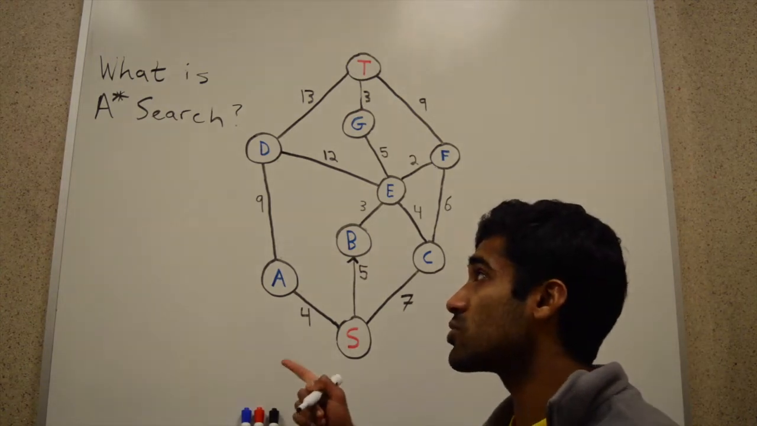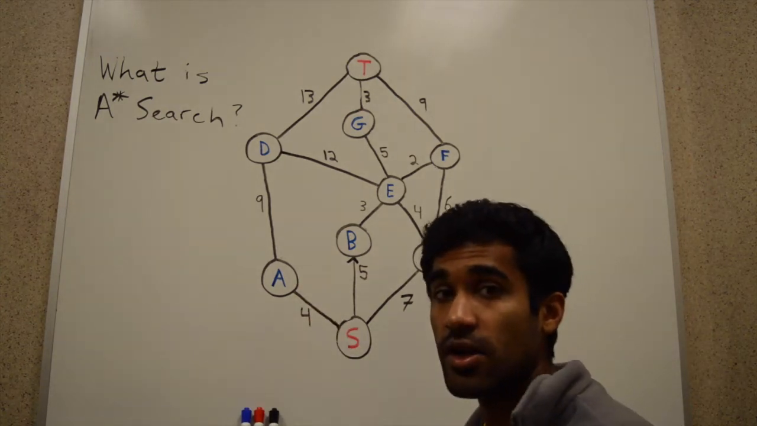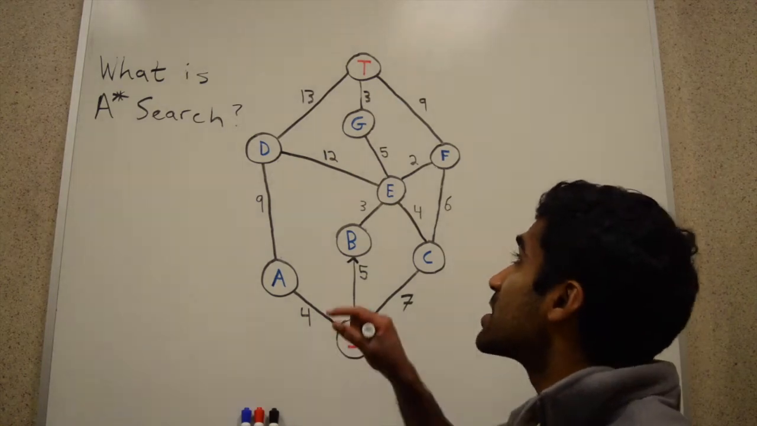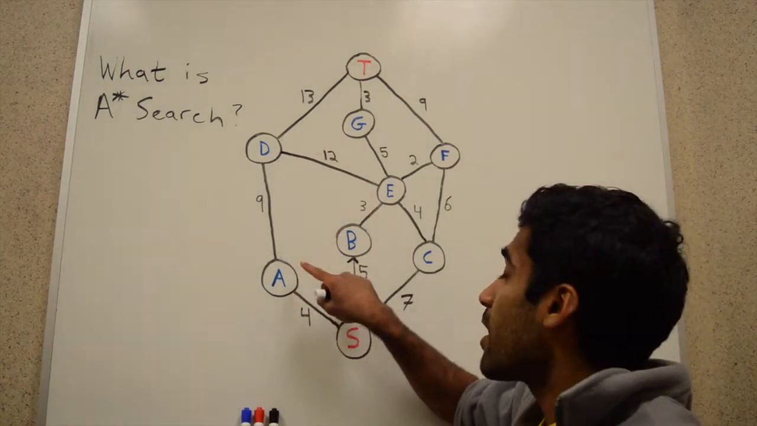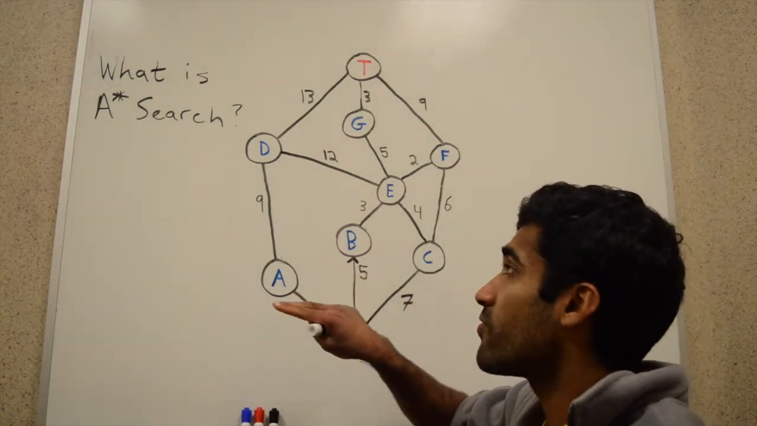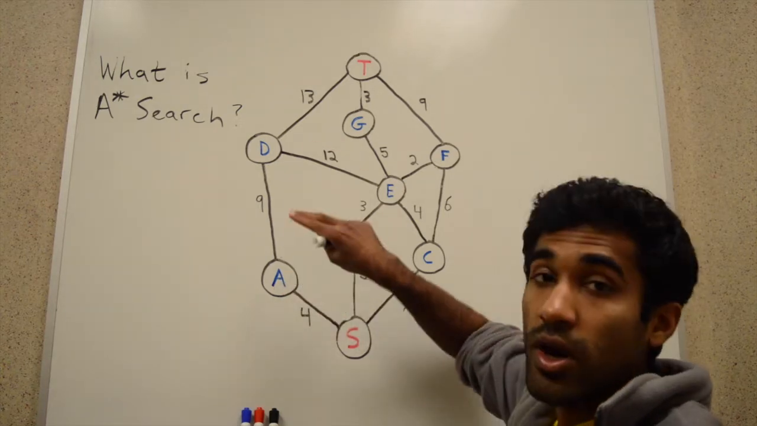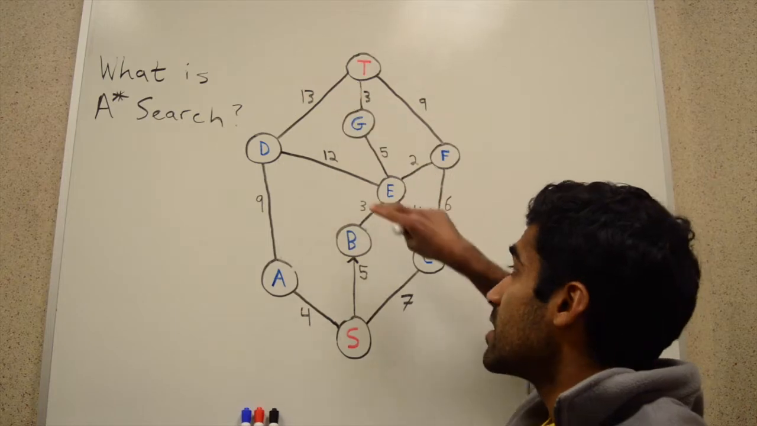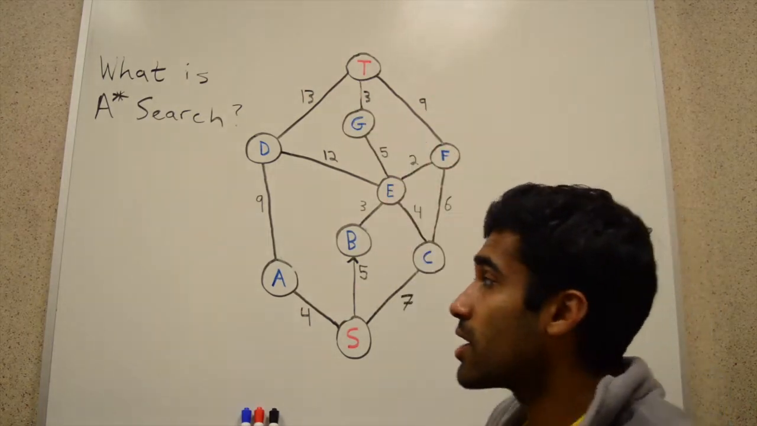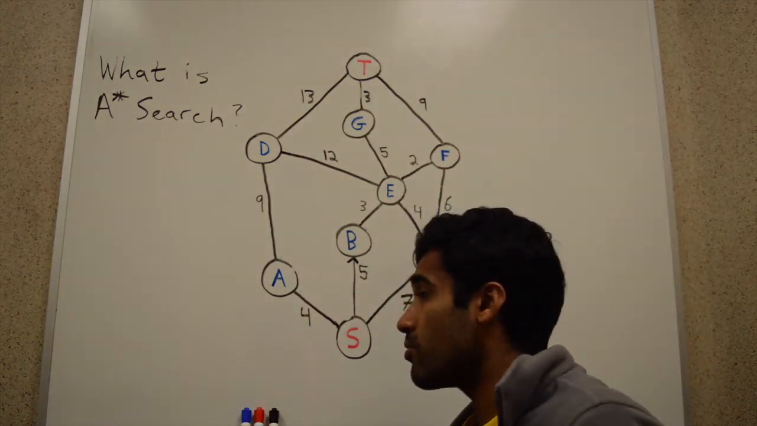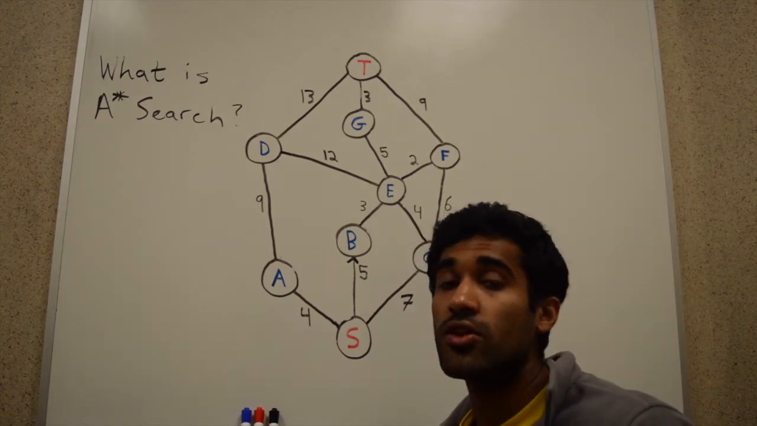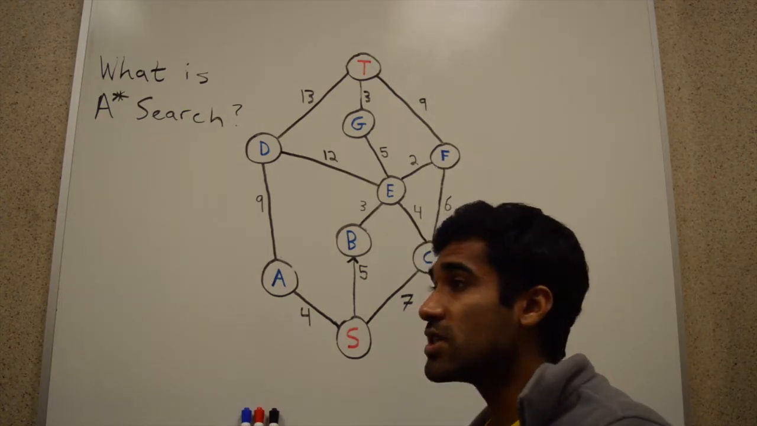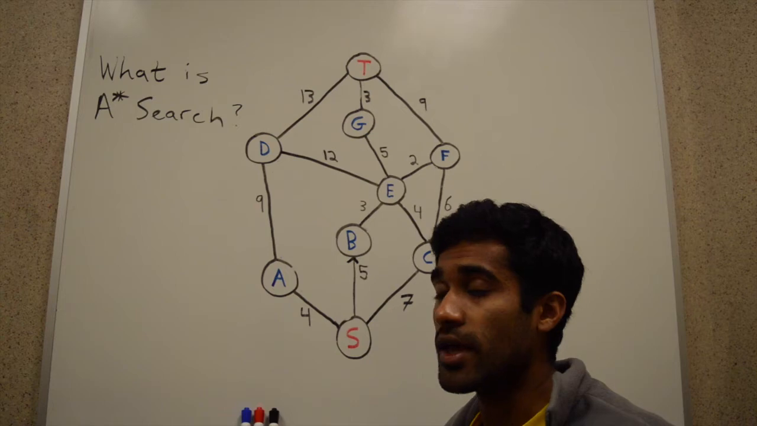But with A-star search, we're actually going to order the nodes based on something called a heuristic value, which is going to be a guess as to how far away we are from a node to our goal state. So A would have a guess as to how far away we are from T, B would have a guess, and C, and so on. And we're going to be looking at a particular algorithm called ALT, which uses these guesses in order to conduct an A-star search.